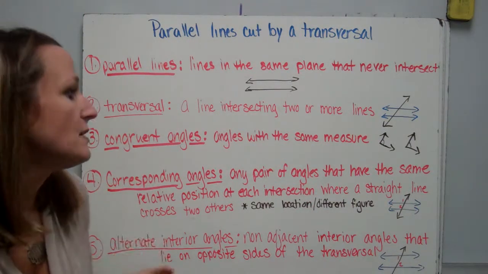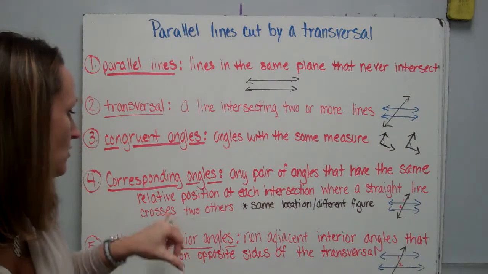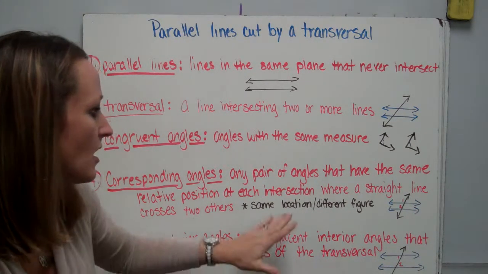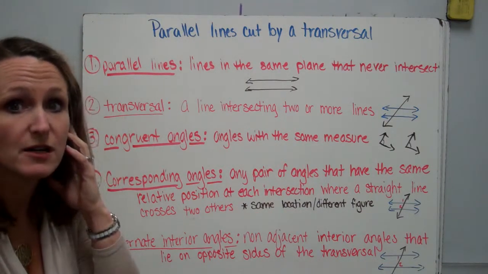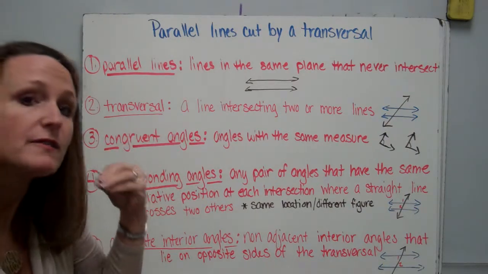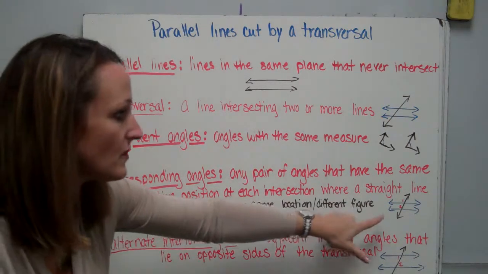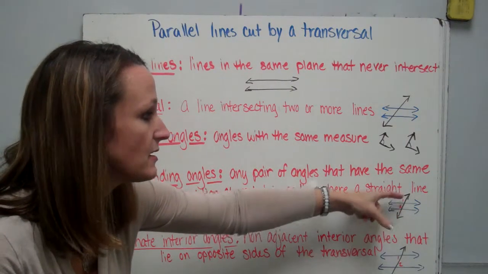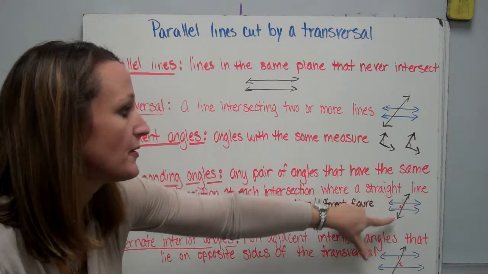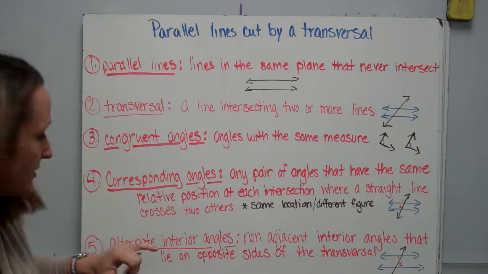Corresponding angle. Any pair of angles that have the same relative position on each intersection where a straight line crosses the two others. We say they have the same location on a different figure. I always say, your left ear and your neighbor's left ear are in the same place, but they're on different figures, so we call them corresponding. And if you look here, angle 1 and angle 2, they correspond because they're in the same place on a different figure.